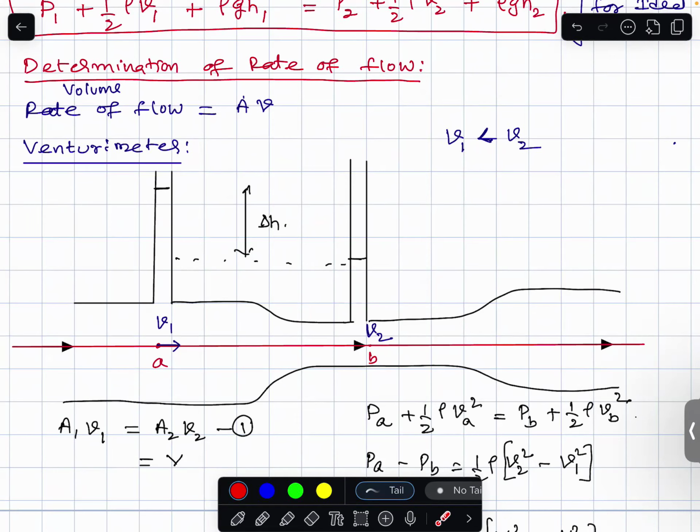The Venturi meter is a device that you can see now on the screen, this part. That is the Venturi meter. You will basically use this in canals and all that to determine the rate of flow.